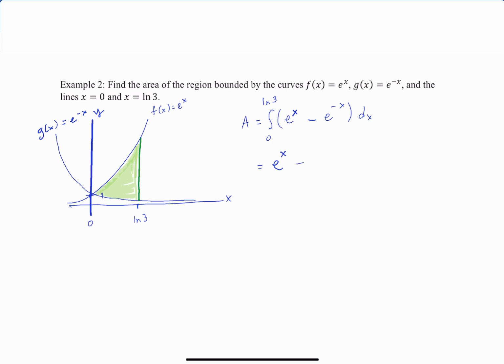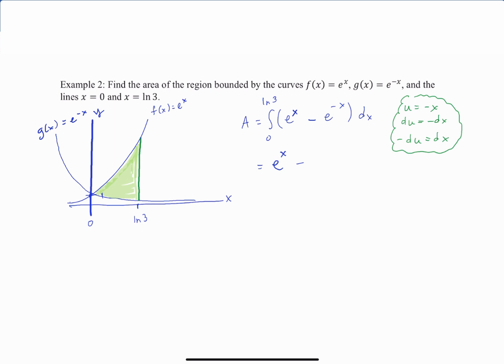For e to the minus x, we can do a little u substitution. If u is minus x, du will be minus dx. So I'll be putting minus du in for dx. By the way, it's best to do this off to the side rather than putting your u substitution over there, because it interrupts the flow of the antiderivative and integration work. You don't really want stuff between your things that are equal to each other.